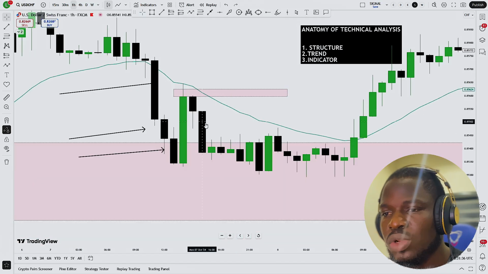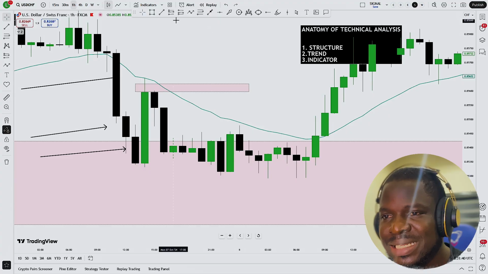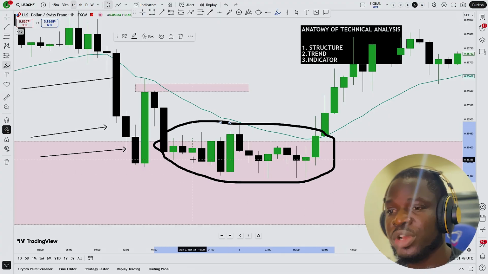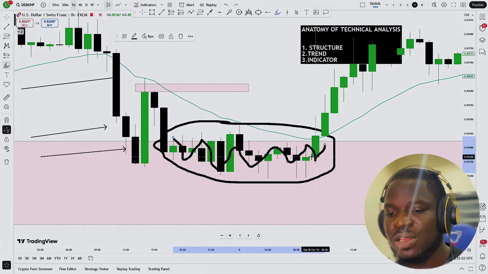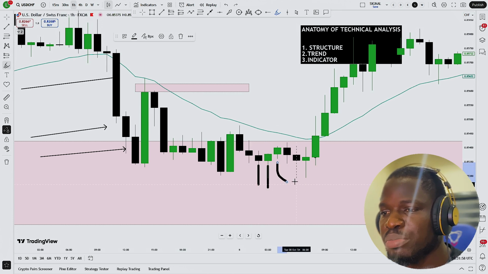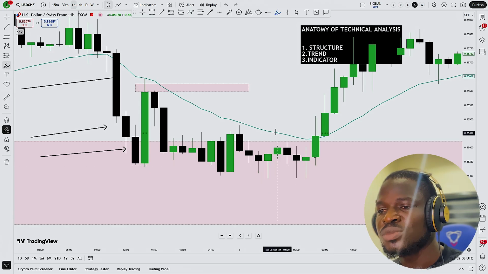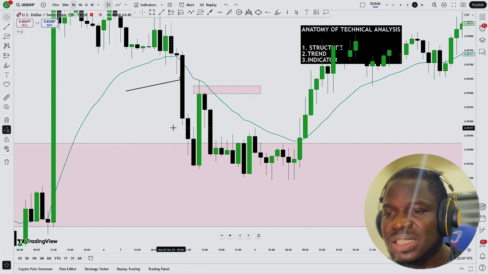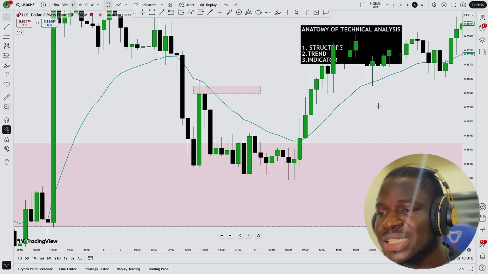When the sellers saw the price action back at our point of interest, look at the way the sellers were struggling to push the price action below our point of interest. Look at the volume reduction at our point of interest, and if you pay attention to the candlestick patterns, we can see multiple rejections at the bottom of each candlestick pattern. And what you have to do is to ensure that you're able to spot a reversal chart pattern that represents the presence of buyers at our point of interest.